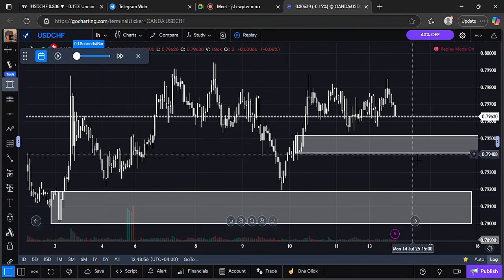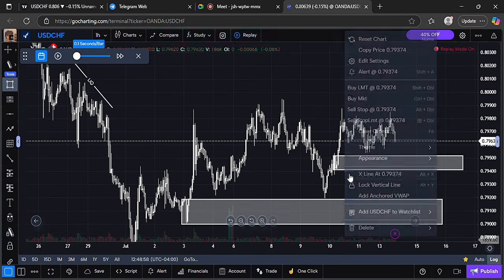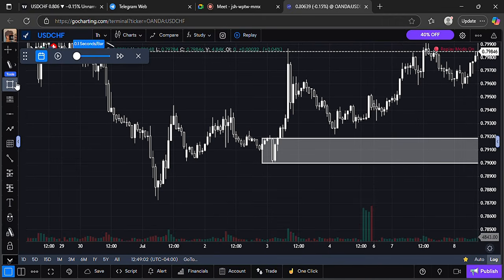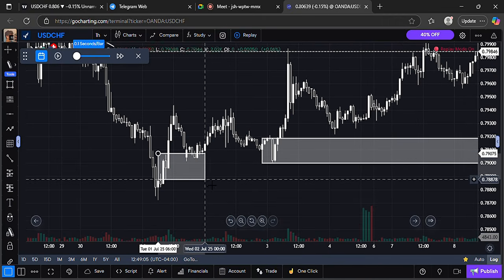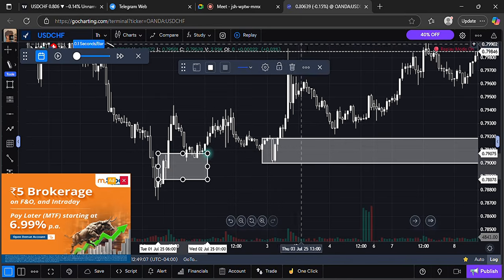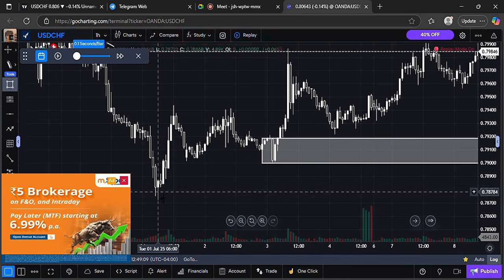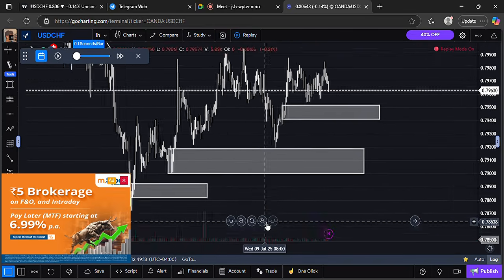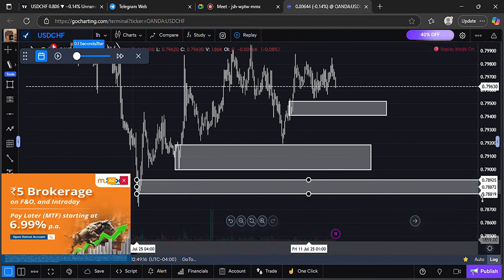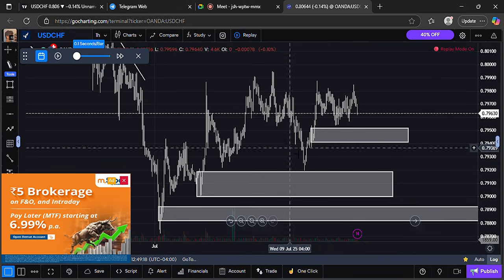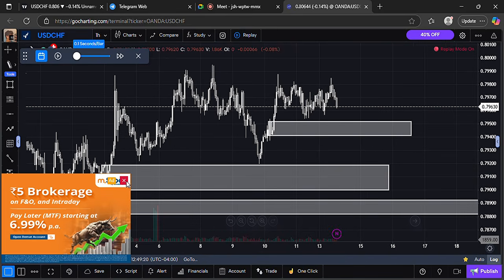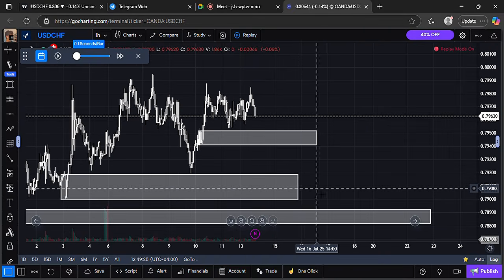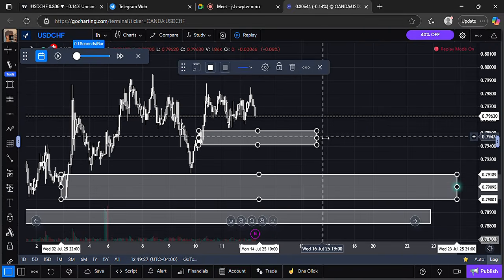You can also see a demand right below. Just let me zoom in. So we had one demand here, it is mitigated, and one demand here. This is how you can find the correct zones. Just mark them and see which is mitigated and which is not, which will work and which will not work.